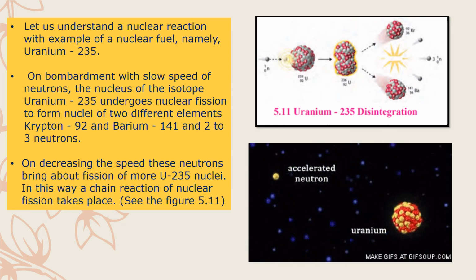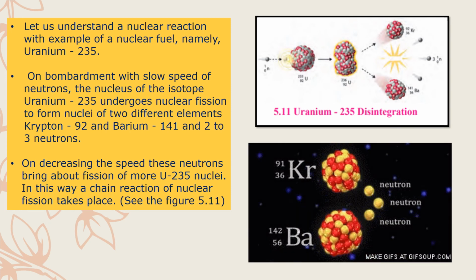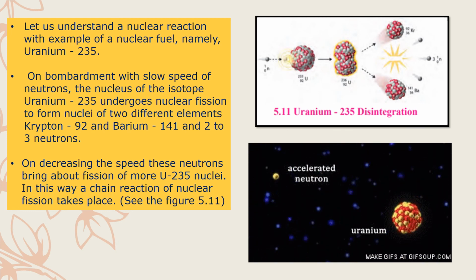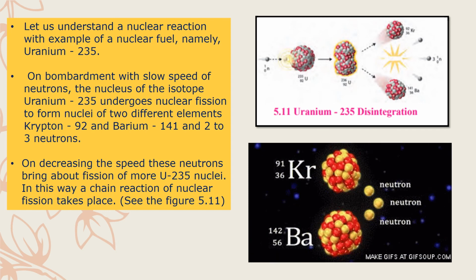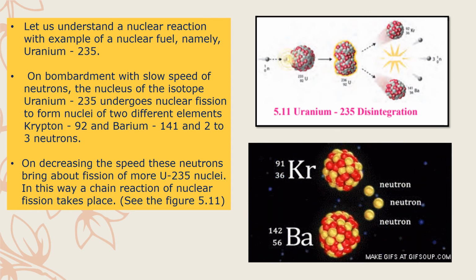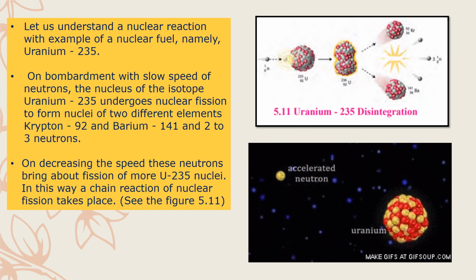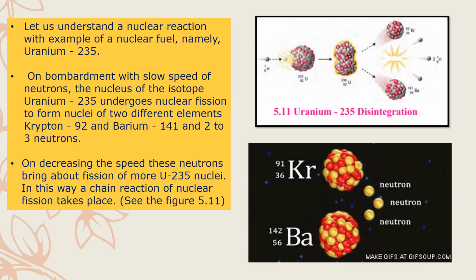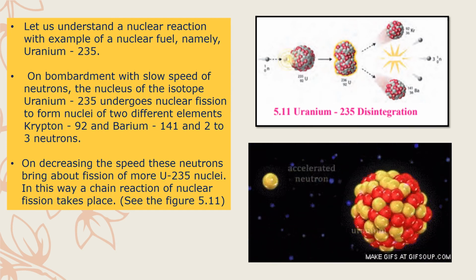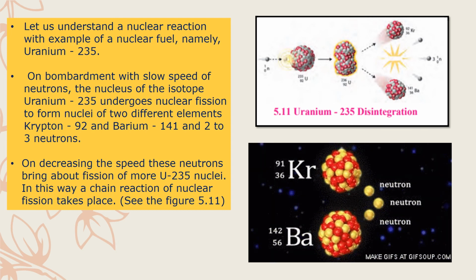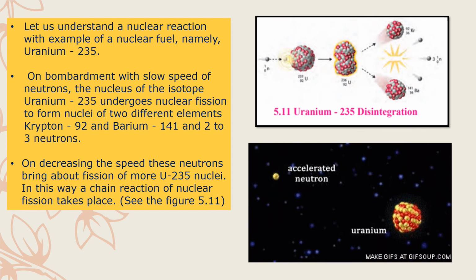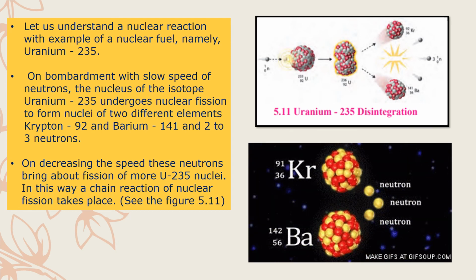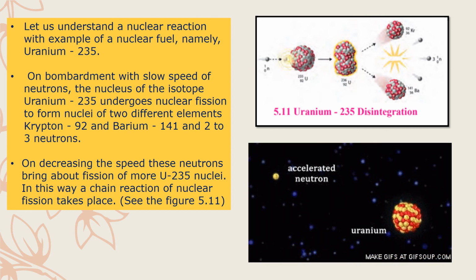A nuclear reaction with an example of nuclear fuel, that is uranium-235. On bombardment with slow speed neutrons, the nucleus of the isotope uranium-235 undergoes nuclear fission to form nuclei of two different elements, krypton 92 and barium 141, and 2 to 3 neutrons. On decreasing the speed, these neutrons bring about fission of more uranium-235 nuclei. In this way, a chain reaction of nuclear fission takes place.